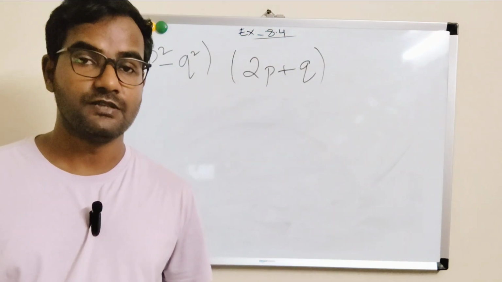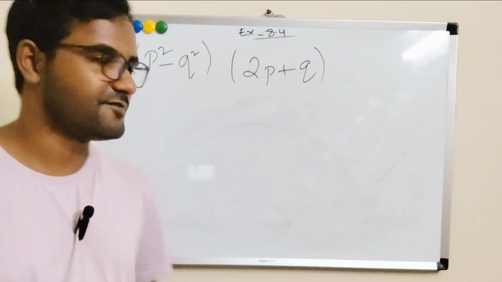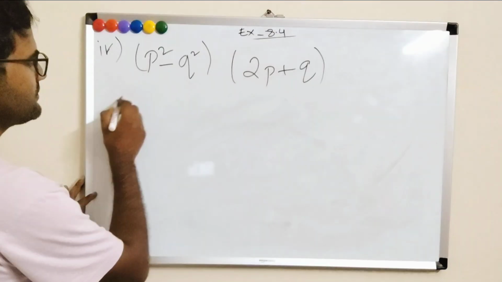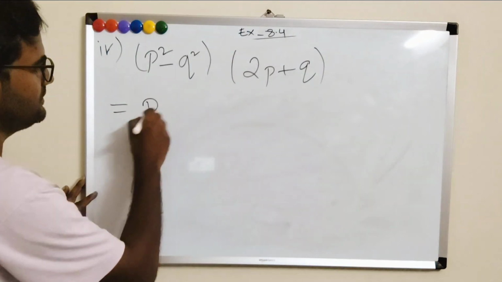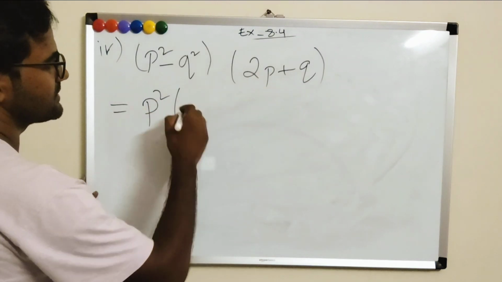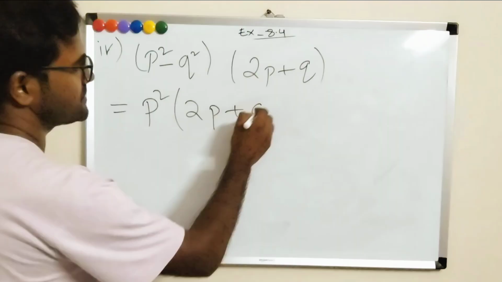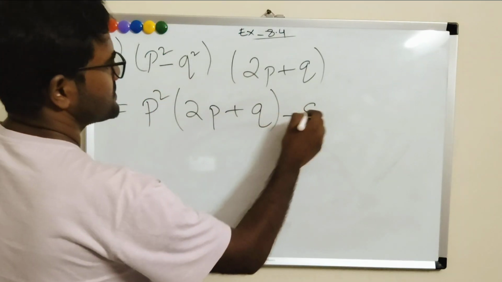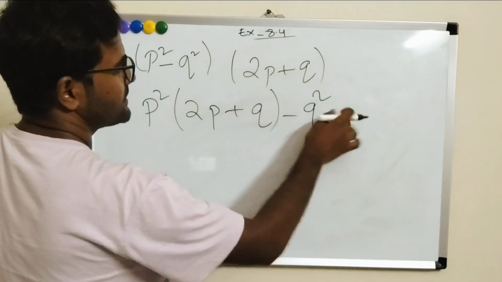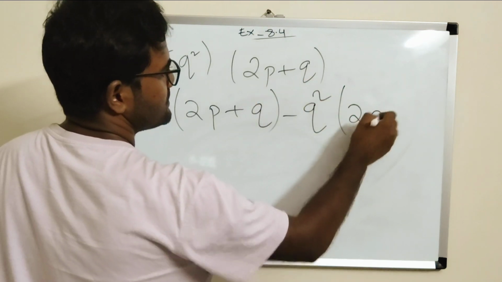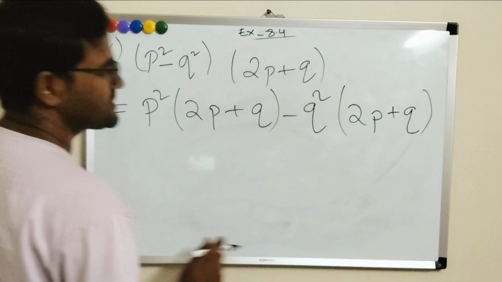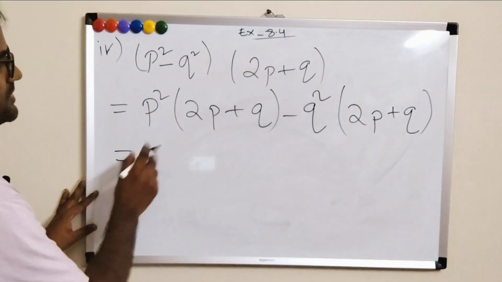So now let's continue with number 4, right? Number 4. Same thing again, we'll bring down this p square here, then this whole thing here, 2p plus q. Then we will write down this q square here and we'll bring down this thing, 2p plus q, right? Now we will multiply.